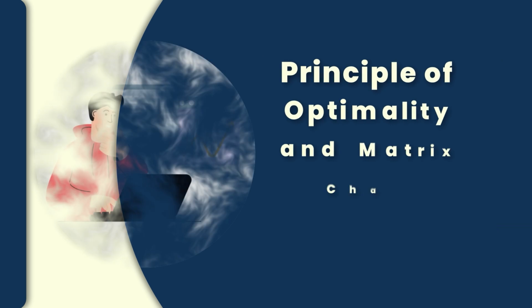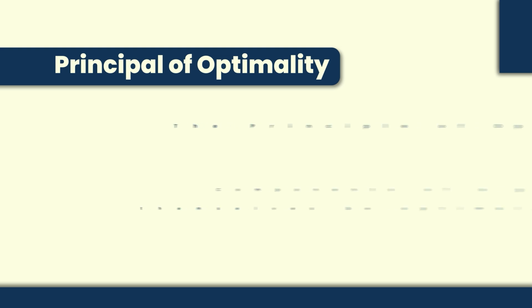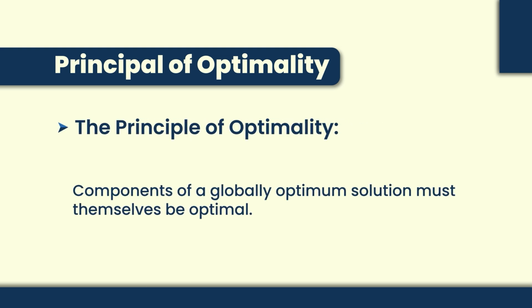I am Dr. Akshay Kumar from School of Computer and Information Sciences, IGNOU, and today I'll be discussing with you two main concepts. One is called Principle of Optimality, and then I'll be discussing with you one example of Principle of Optimality called matrix chain multiplication. What is the Principle of Optimality? It basically defines the components of a globally optimum solution.